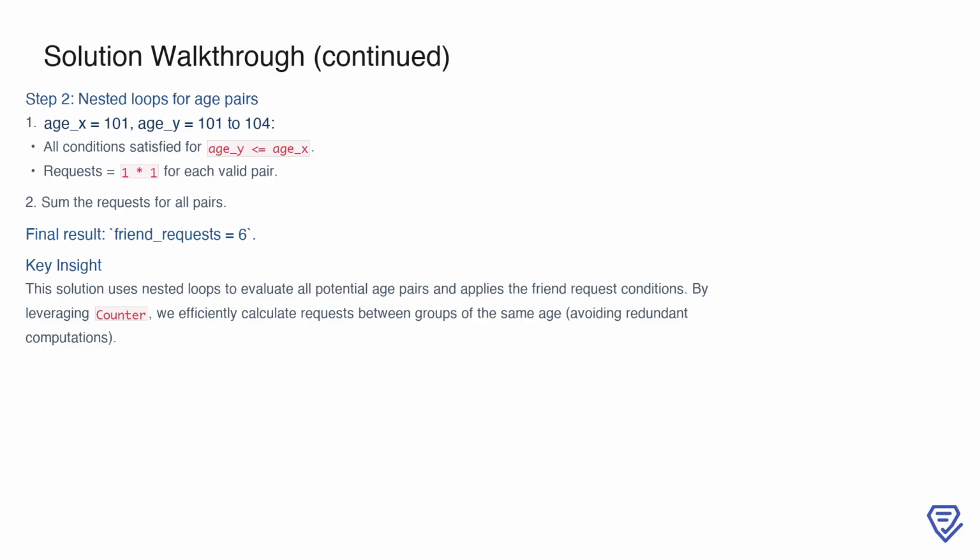The key insight here is that by using nested loops to evaluate all possible age pairs and applying the friend request conditions, we can systematically calculate the total requests. Additionally, leveraging the Counter class helps efficiently handle groups of the same age, avoiding redundant computations.